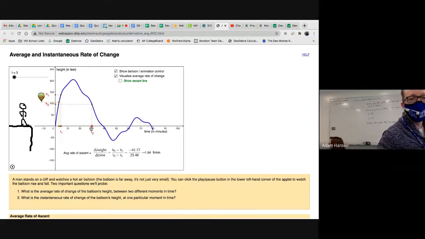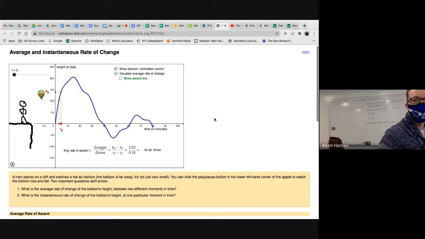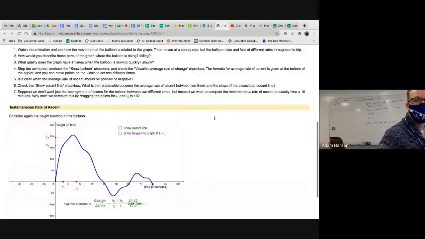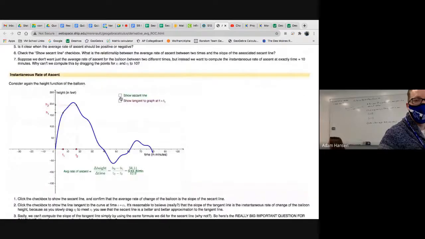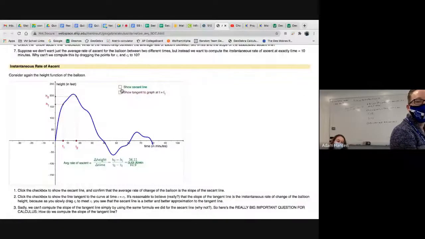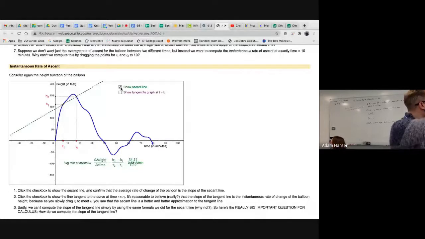I need to take these 2 points and bring them together so that there is no difference in time. T2 minus T1 would be 0. So here on this graph below, the slope of the secant line, the change in y over the change in x, the change in height over the change in time, tells me the average rate of change.